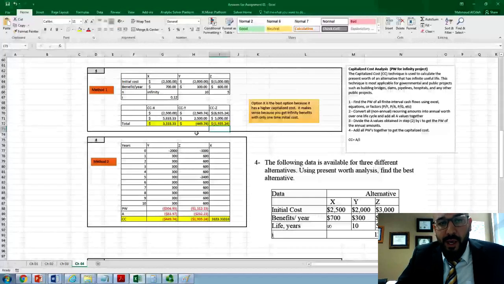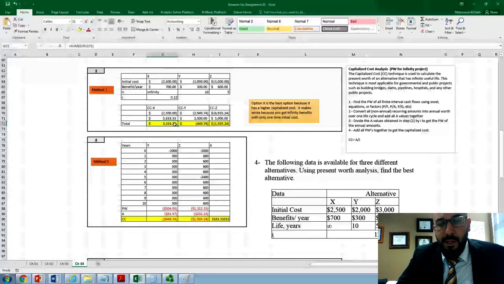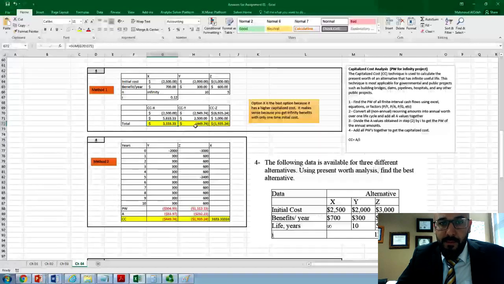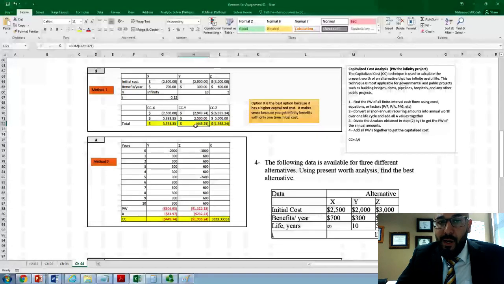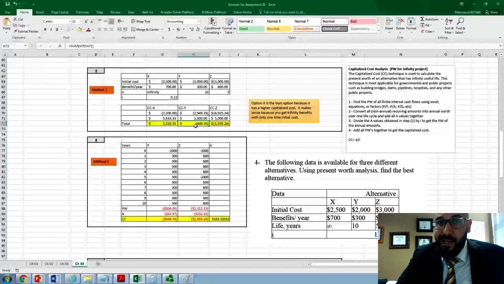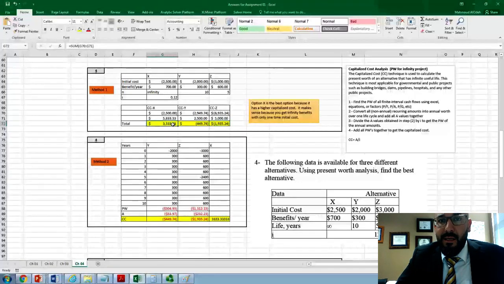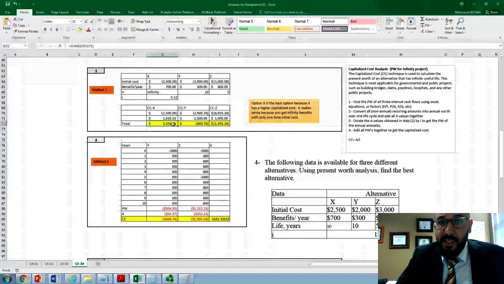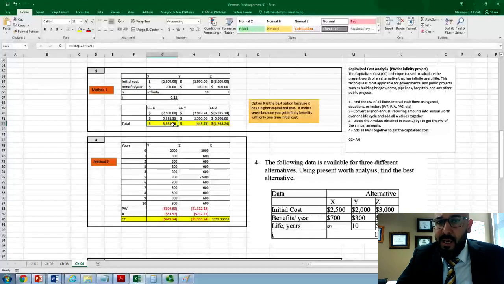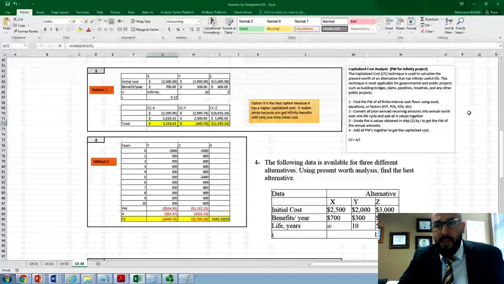Okay, so now we have the capitalized cost for X to be 33. The capitalized cost for Y would be 449 negative, and the capitalized cost for Z is 1935. Of course, the decision should be made of selecting X because it is the best decision. This will give you a high capitalized cost.